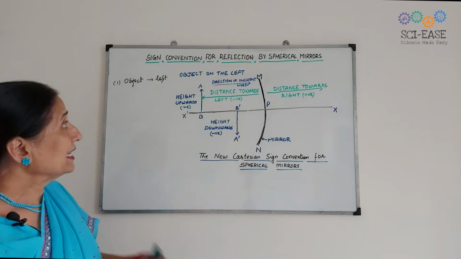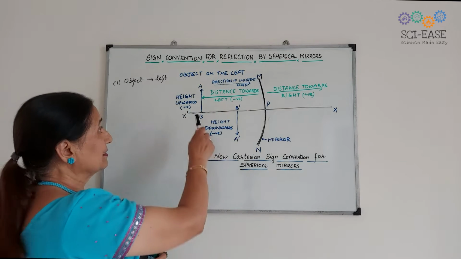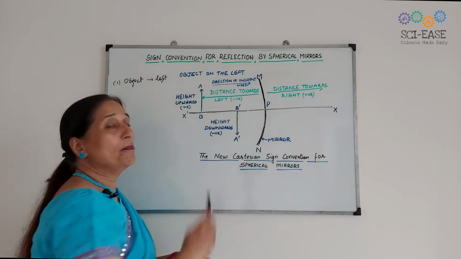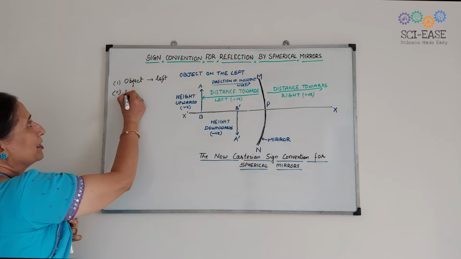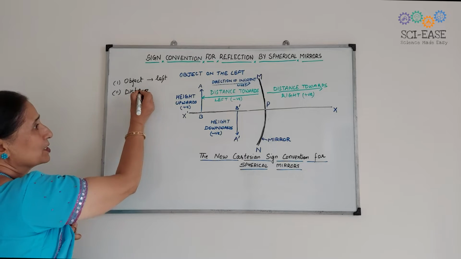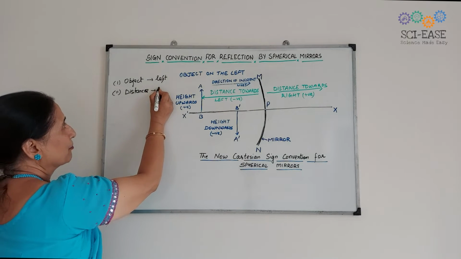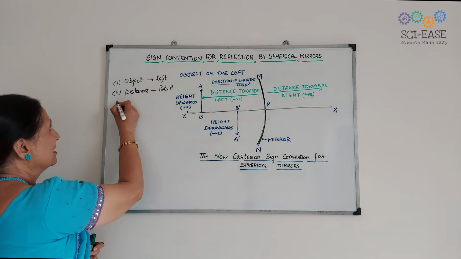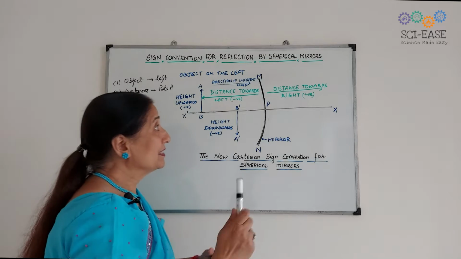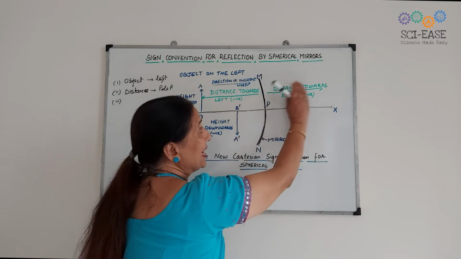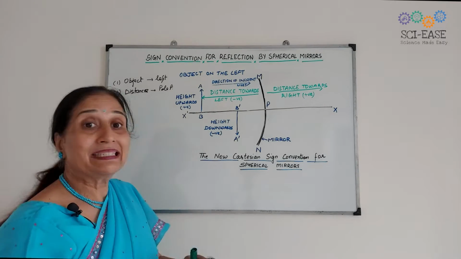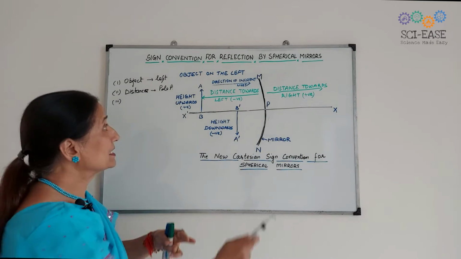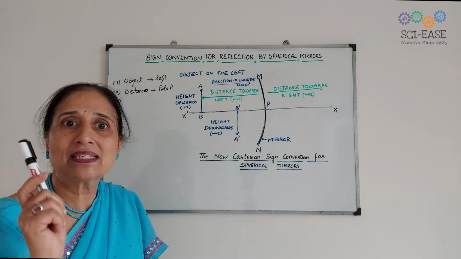Second sign convention: all distances parallel to the principal axis are measured from the pole P. Now the third sign convention: the distance measured towards the right-hand side of the mirror is always positive, and the distance towards the left-hand side is always negative.